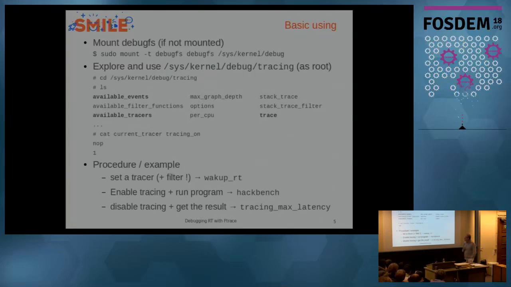So the procedure is quite simple. You set a tracer and a filter, for example wakeup_rt. You enable tracing. You run a program, for example Hackbench, which is a program to generate load on the system. You disable the tracing, and you can get the result, for example with the trace file.